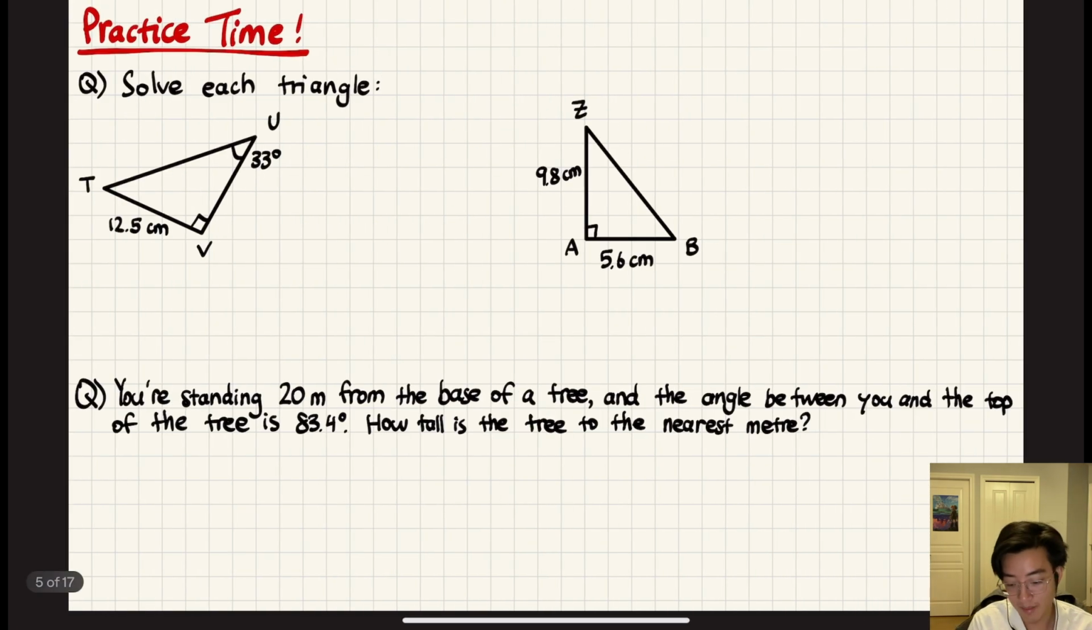So with that being said, let's do some practice questions. We got 1 word problem and 2 solve-the-triangle problems. Pause the video here and see how you do. Okay, hope you paused the video and worked through it a little bit.